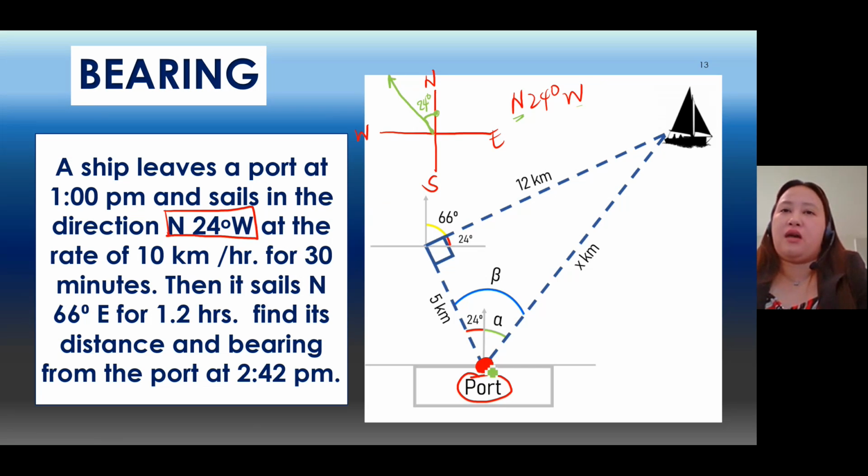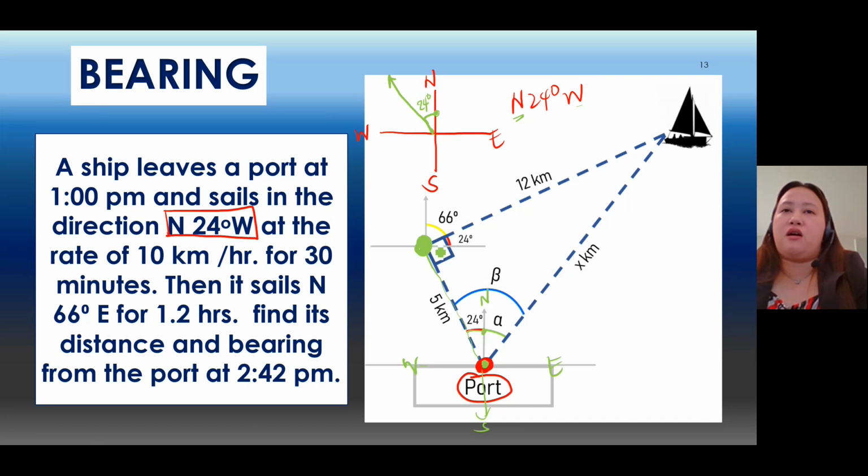So that is the reason why from this point, we have here north, south, west, then east. From the north, 24 degrees going to the west was measured. And then you're going to draw a straight line. Then this is another point.